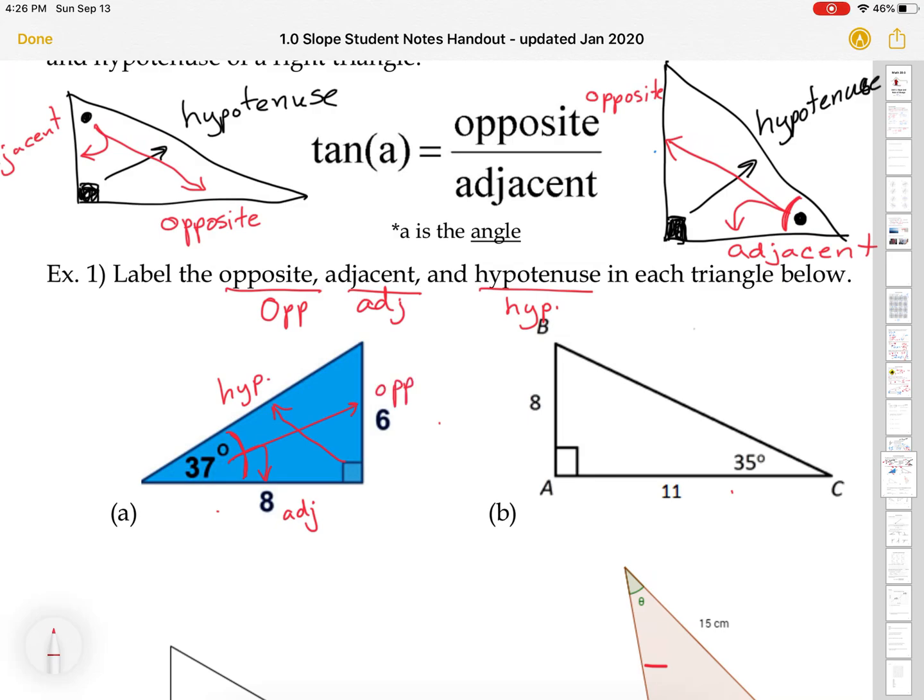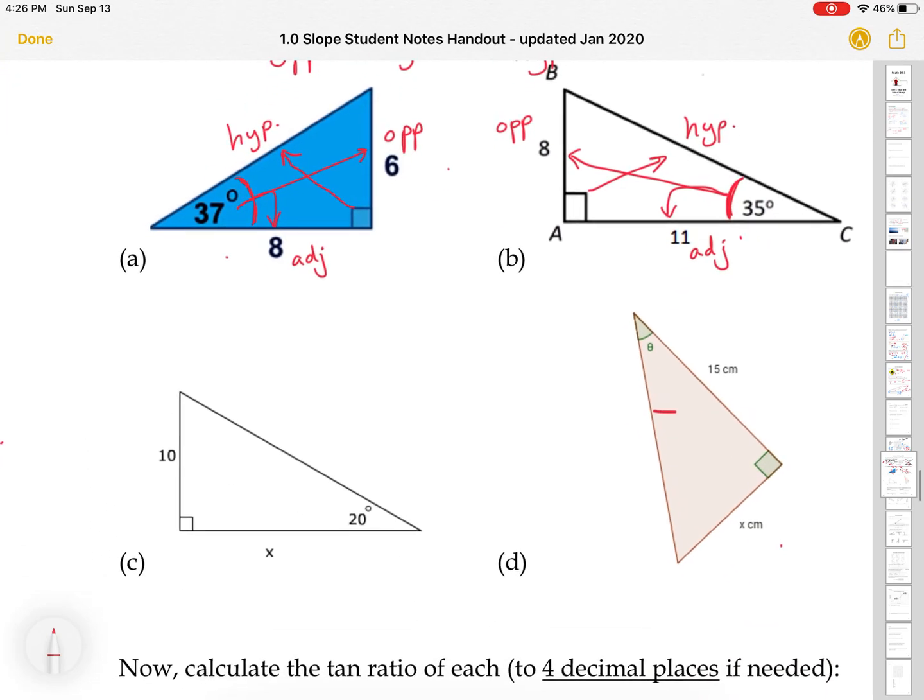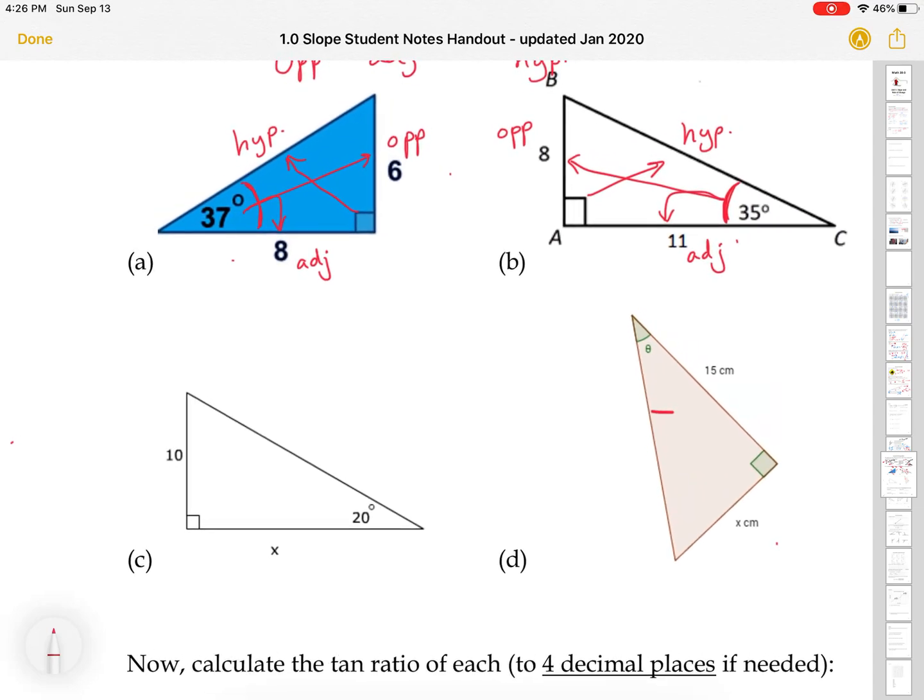Now I'd like you all to pause the video, try the next one, and then check and see if you got it right. Okay, you're back. Again, first thing we can find is the hypotenuse. We're looking from angle 35. That's our perspective. Right next door is the adjacent, and across is the opposite. Okay? Hopefully we got that right. Try the next one, and when you're back, you'll see if you're right or not.